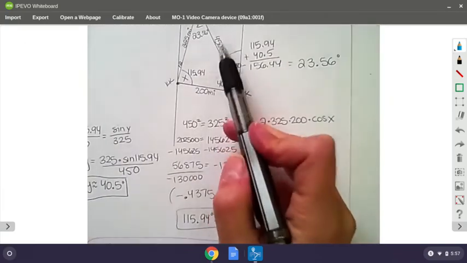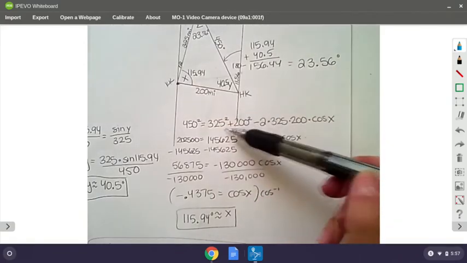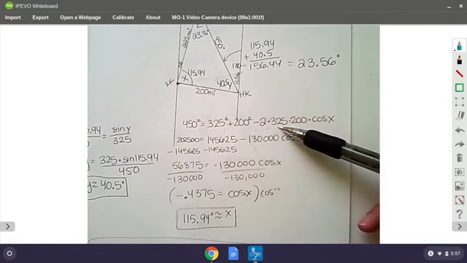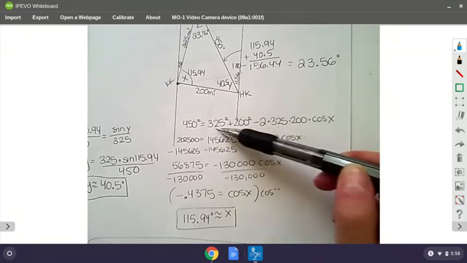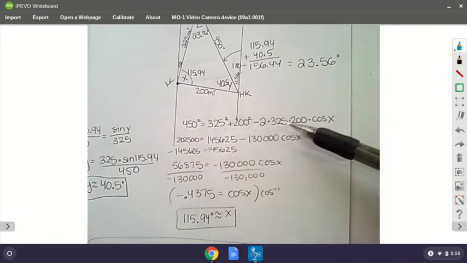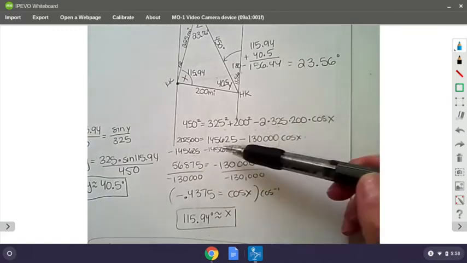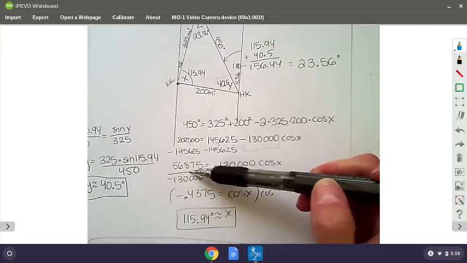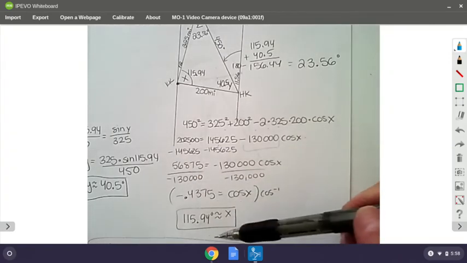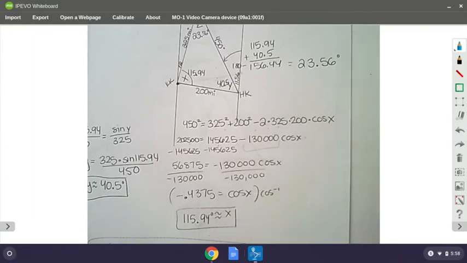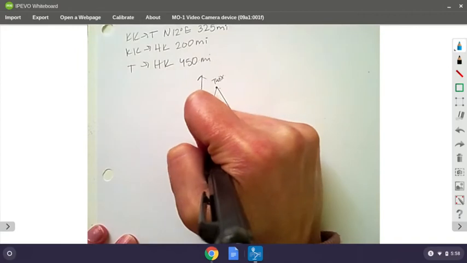So here's the work for the law of cosines. It was 450 squared, because that was across from what we were trying to find, equals the other two sides squared minus 2 times 325 times 200 times cosine of x. So I did all of the exponents. This part is negative 130,000. I moved the 145,625 over. I divided by negative 130,000. Then I did the inverse. So it's 115.94. So I'm going to label that over here.